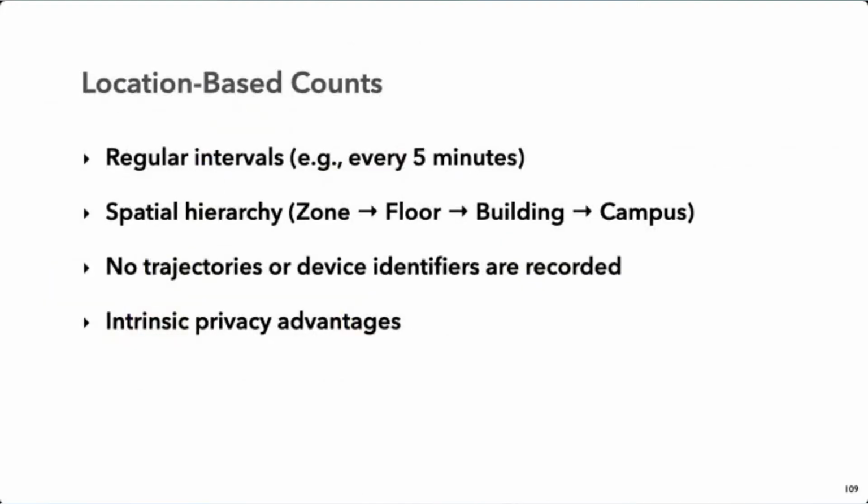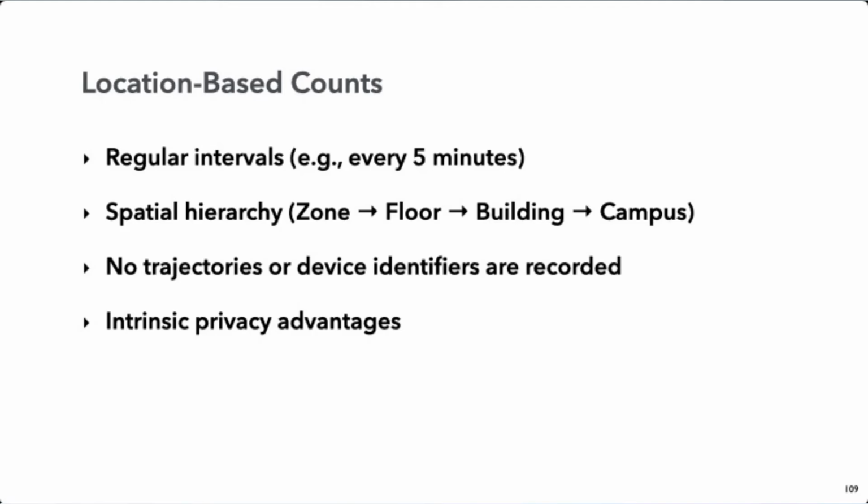And so we have this data abstraction where at regular intervals, say every 5 minutes, we're actually tracking a bunch of these location-based counts for how many devices are in rooms as a proxy for how many people might be in rooms. And so you can think of this either in very small zones for individual routers or at the level of floors or buildings or multi-building campuses.